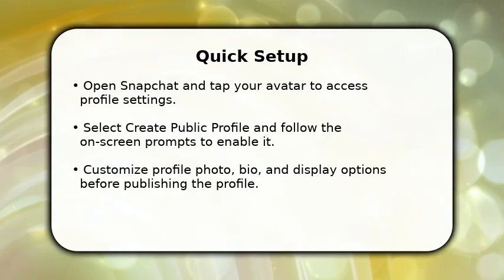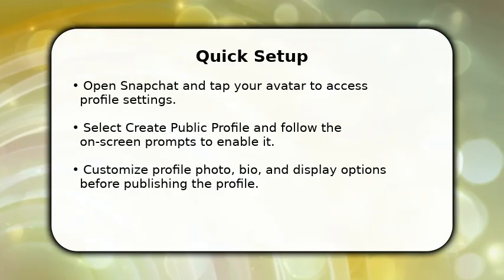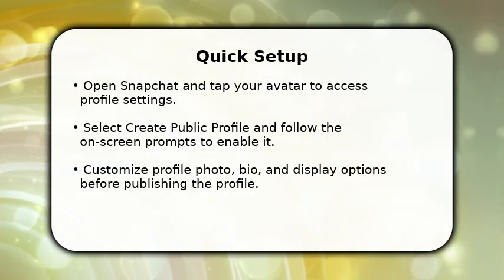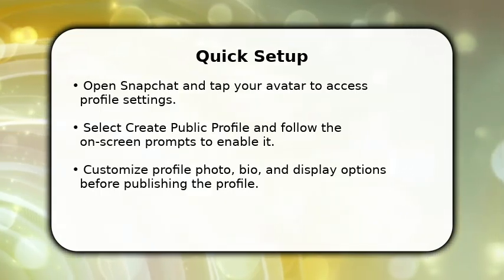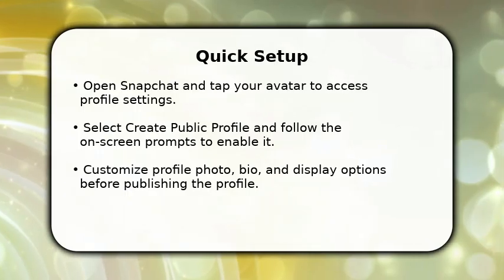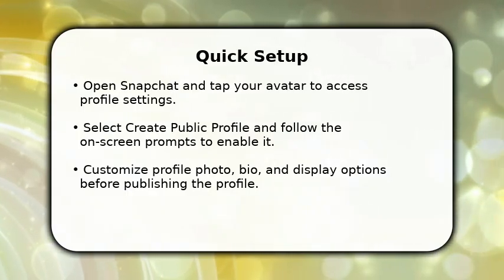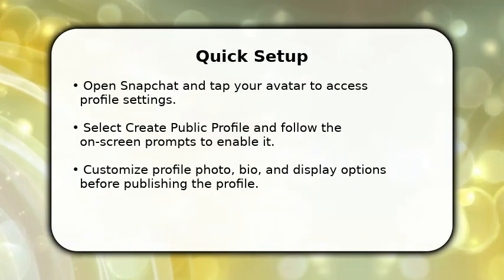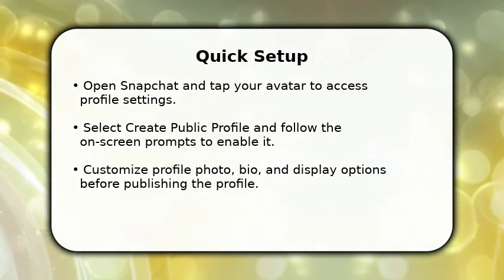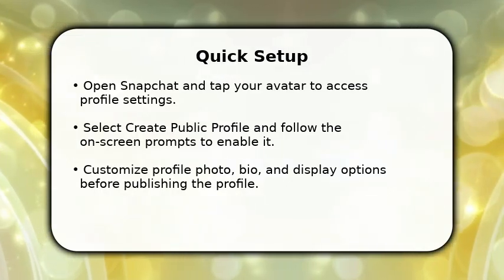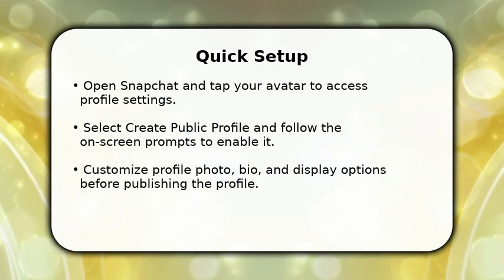In this video, I will explain how to use Snapchat Public Profile, easy method. Tap your avatar, choose Create Public Profile, then follow prompts to enable it right away. Next, add a clear profile photo and concise bio so people know who you are. Make sure privacy and messaging options are set the way you prefer. Finally, review your display settings and save changes to start appearing in public search and on profiles.